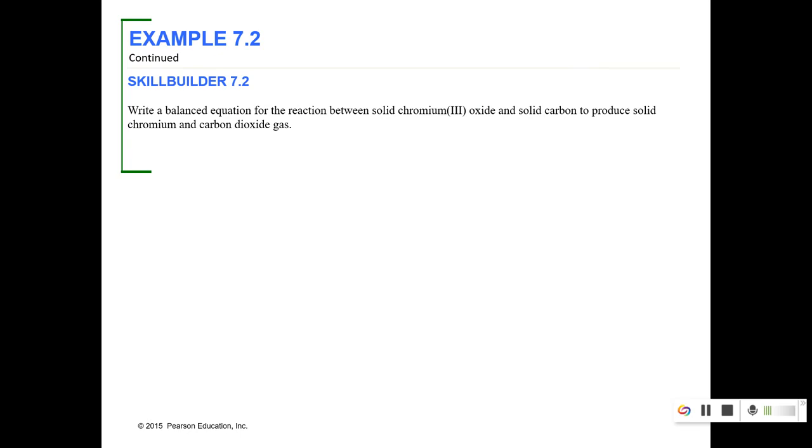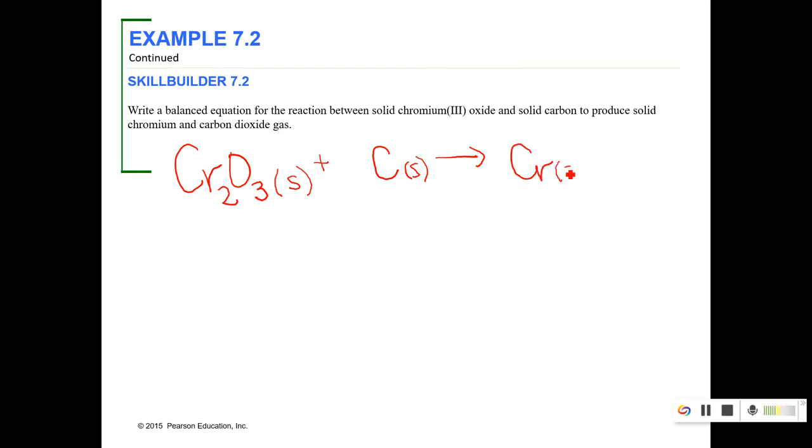Okay, I'm going to write this one and you're going to balance it for me, okay? So we have solid chromium 3 oxide. Do not forget the 3 goes to the oxygen, but oxygen has a charge too. It's -2. So you can't forget that part. Solid carbon to produce chromium, solid chromium, and carbon dioxide gas. Okay, so at this point, I need you to balance this for me and then to check it.